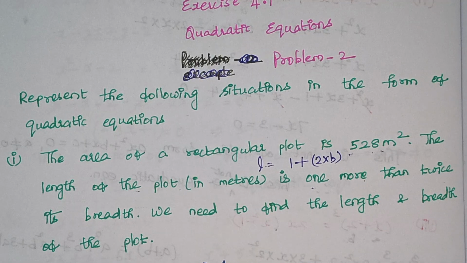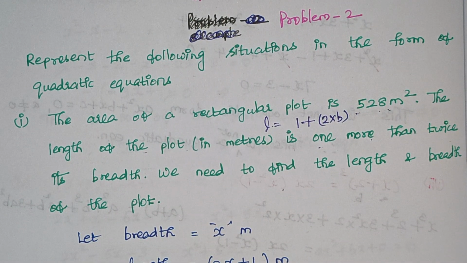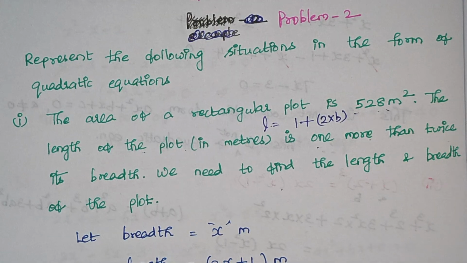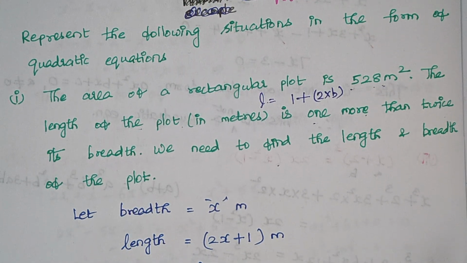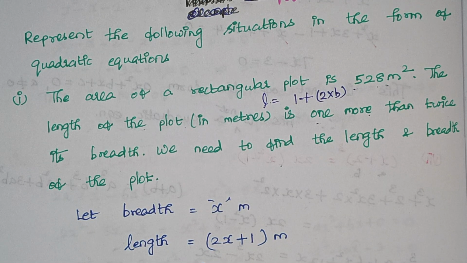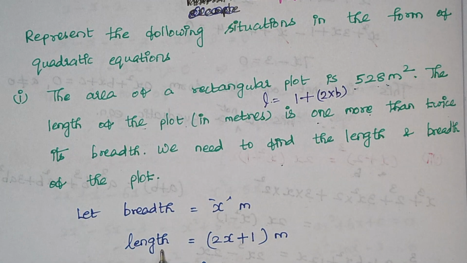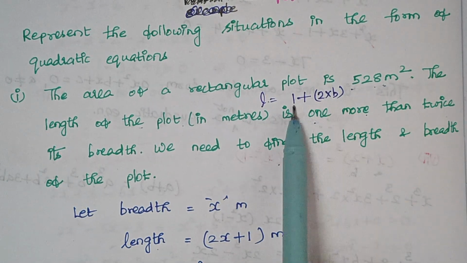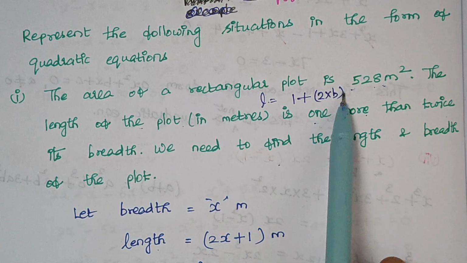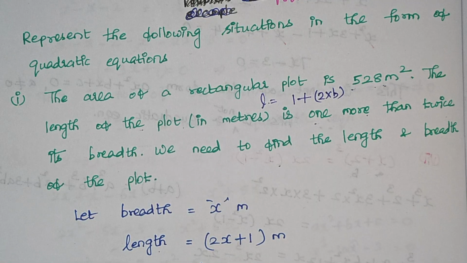So here we are assuming the breadth as x. So length is given by 1 plus 2x or 2x plus 1. Both mean the same, anyway it is addition. So breadth is taken as x. Therefore, length is given by, here we have written it as 1 plus 2b, but we are taking the breadth as x. Therefore, here it is 2x plus 1.